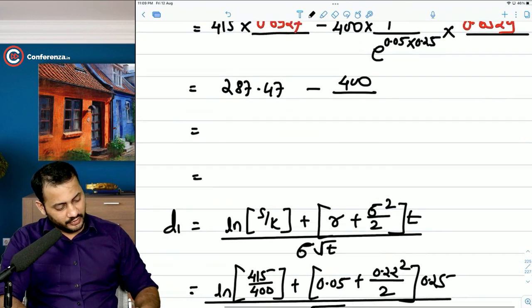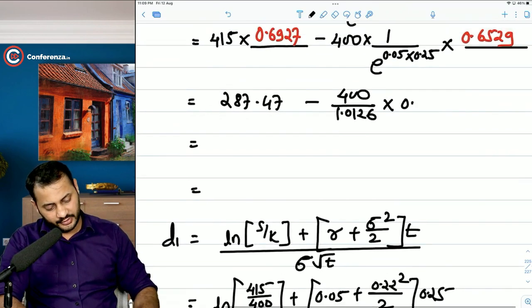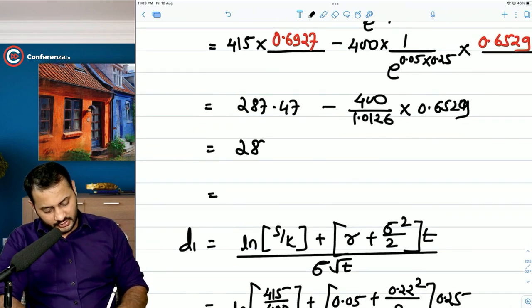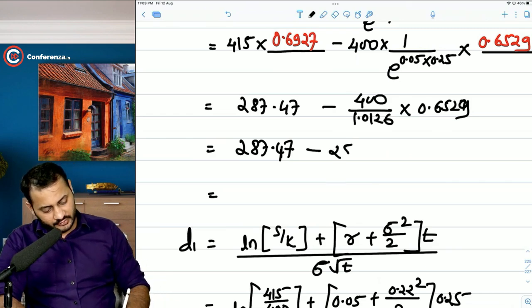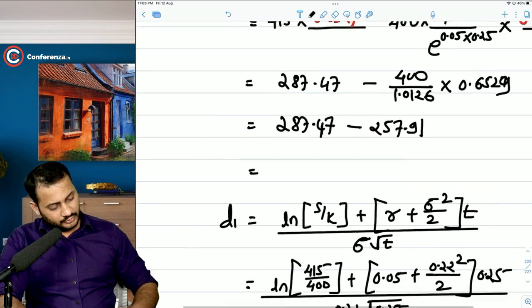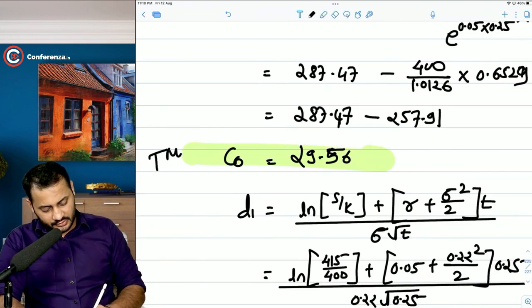1.0126. That's it. Multiplied by 0.6529. Okay, so this is again 287.47 minus 257.91. So the theoretical value comes down to 29.56. This is C0, the theoretical market price.